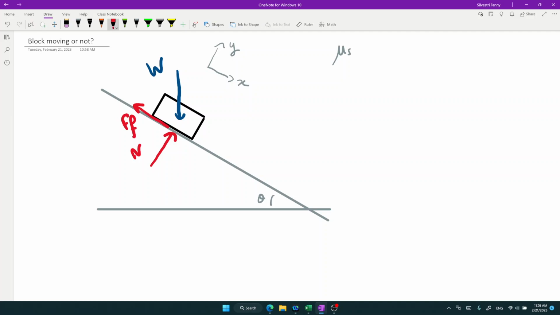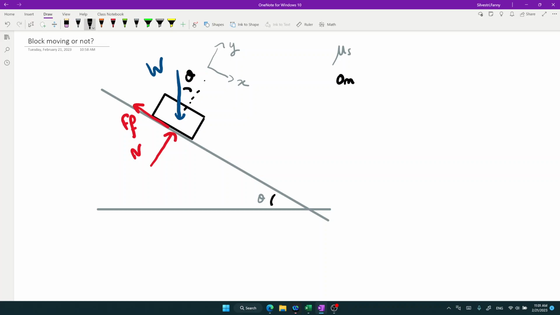I say motion or non-motion because if there is no motion, we stay in statics. If there is some motion, we go in dynamics. But let's find the condition for staying in static. So if we look at these forces, we have the angle theta there. So let's write the equations.